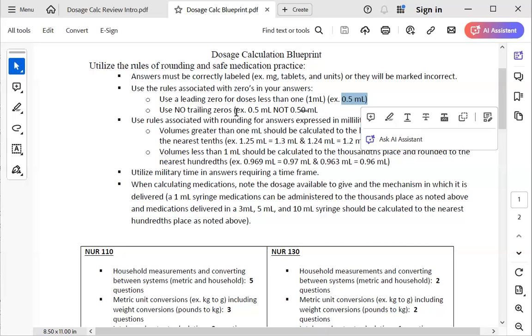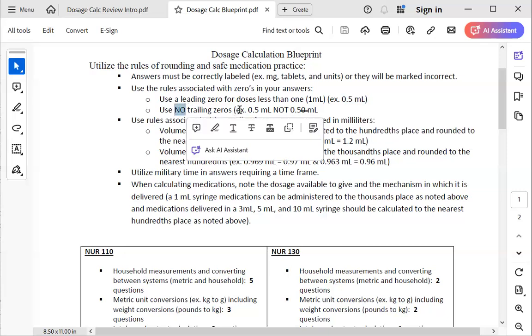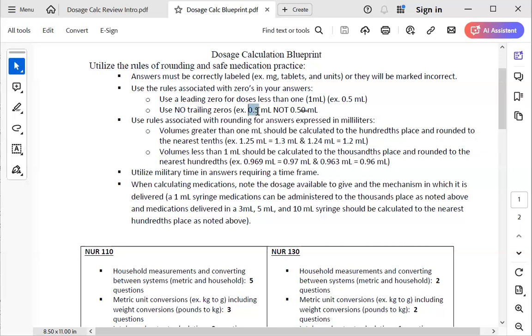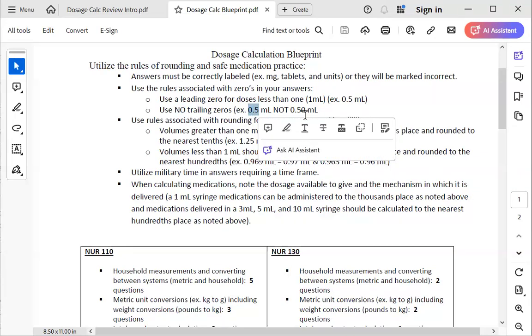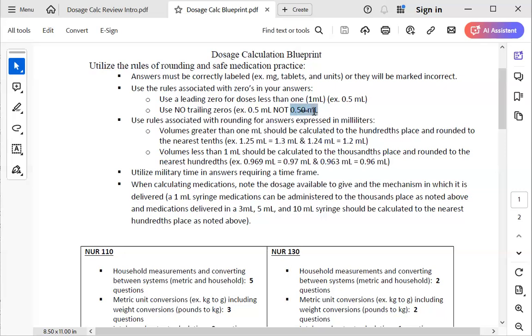The other thing is you don't want to use trailing zeros, meaning that if you do get 0.5, leave it at 0.5. Do not do 0.50, okay? Because then again, the same problem comes with, well, what if you wrote 0.50 and then now they're reading it as 50 milliliters and it should be half a milliliter, then there's a problem with that, okay? So that's not usually a problem.